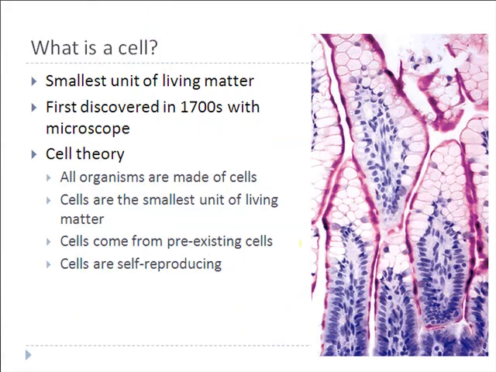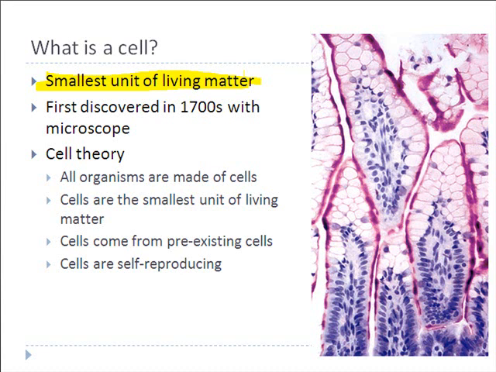So first things first, a cell, by definition in biology, is the smallest unit of living matter. In other words, I cannot divide a cell up into smaller pieces and have it still be a living organism. The cell is the smallest you can get and still have something that retains all the properties of a living organism.